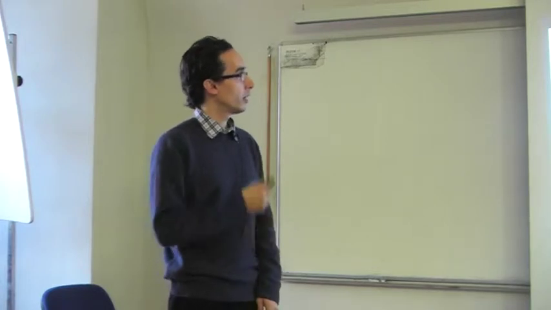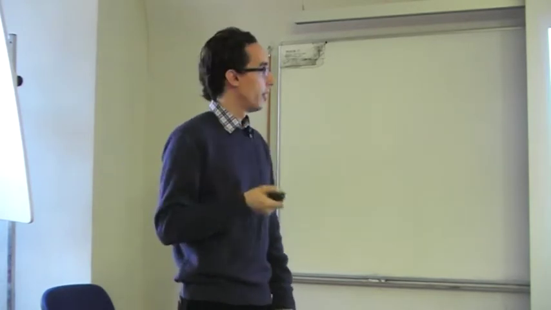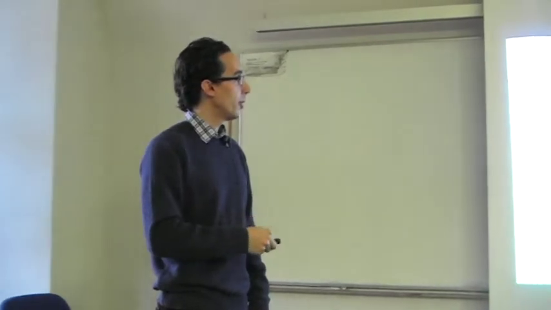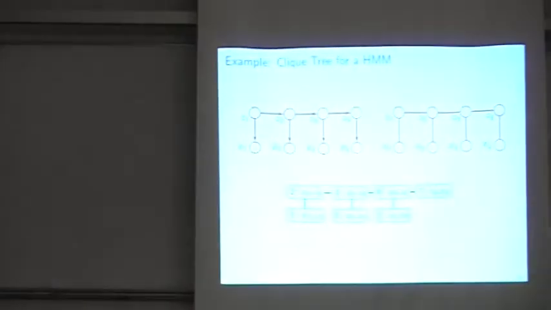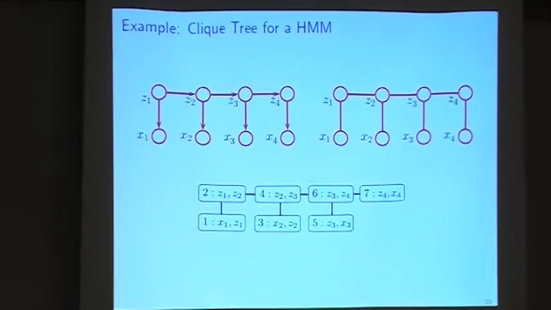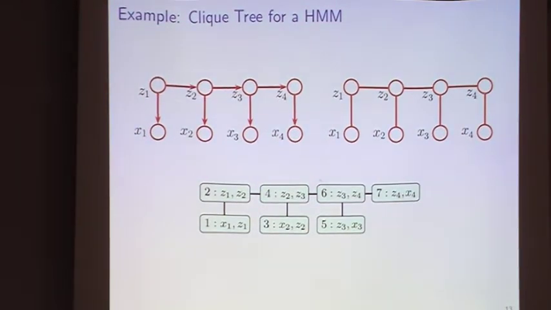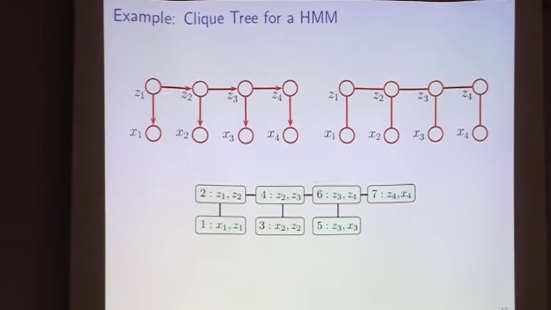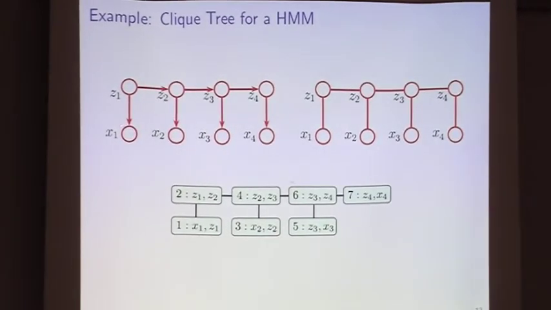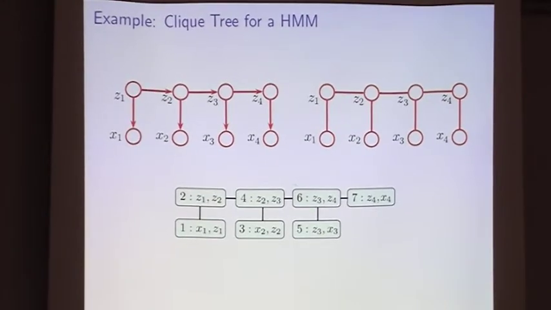Yeah, so let's have a look at an example. How do we construct a clique tree for a particular graphical model? This shows a hidden Markov model for 4 variables that have a temporal dependence. We are using a hidden state that captures the temporal dependencies among the variables, and each variable is conditionally independent of all the others given the state.